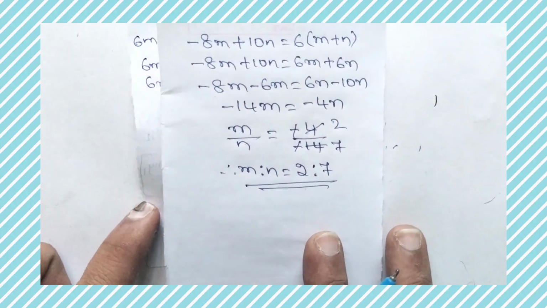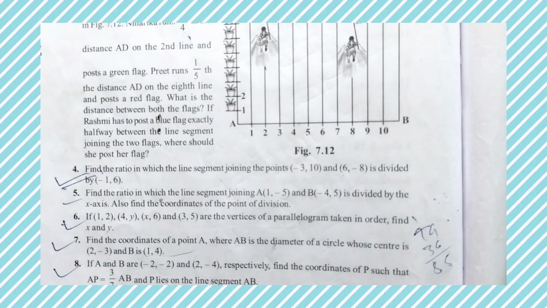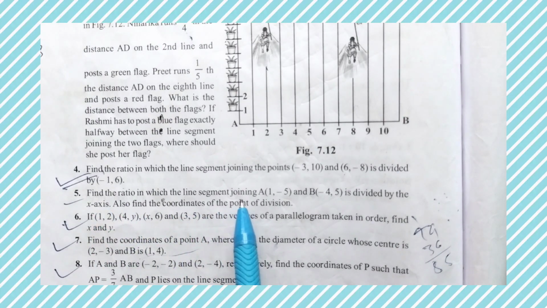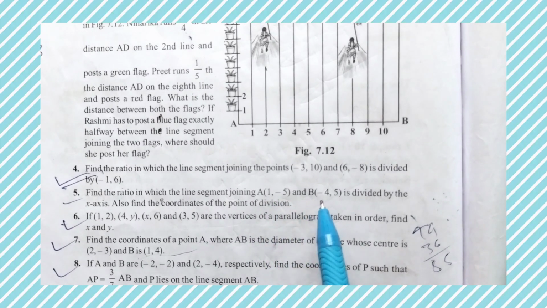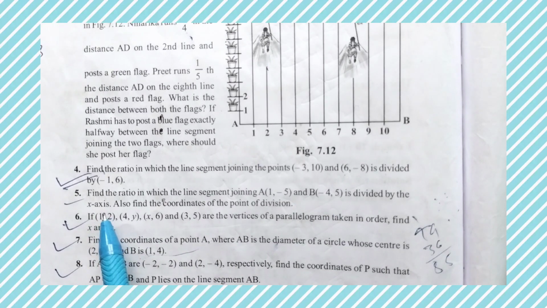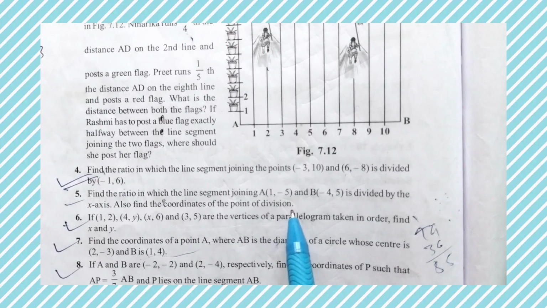Now let us move to question number 5. So let us see what question number 5 is. Question number 5 is like this. Find the ratio in which the line segment joining A (1, -5) and B (-4, 5) is divided by the x-axis. Also find the coordinates of the point of division.